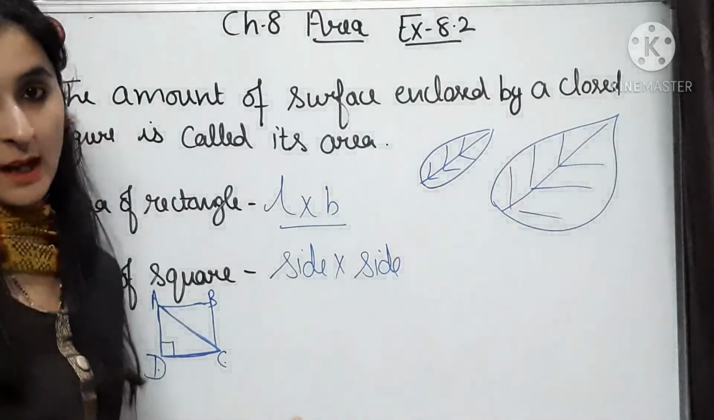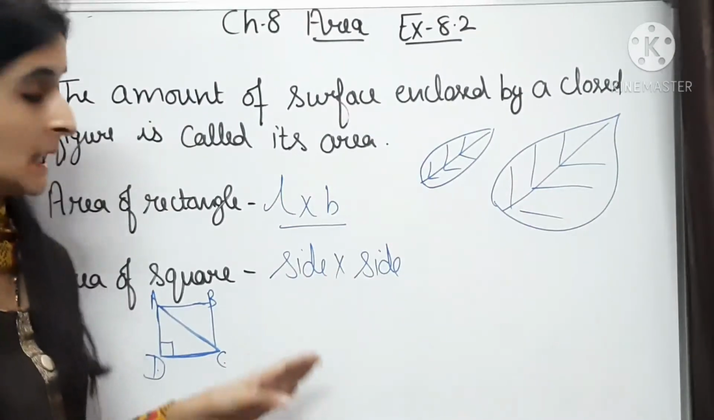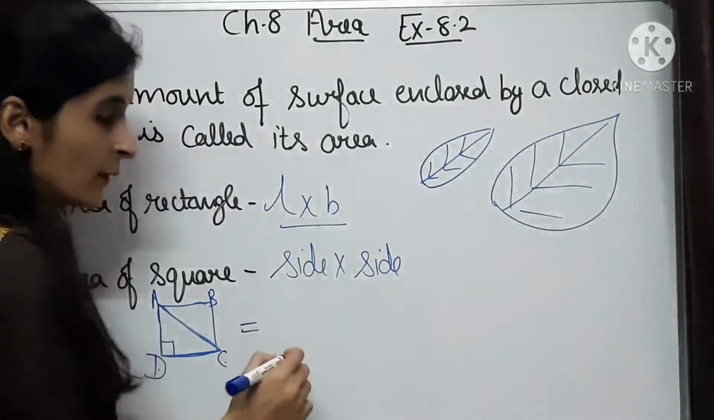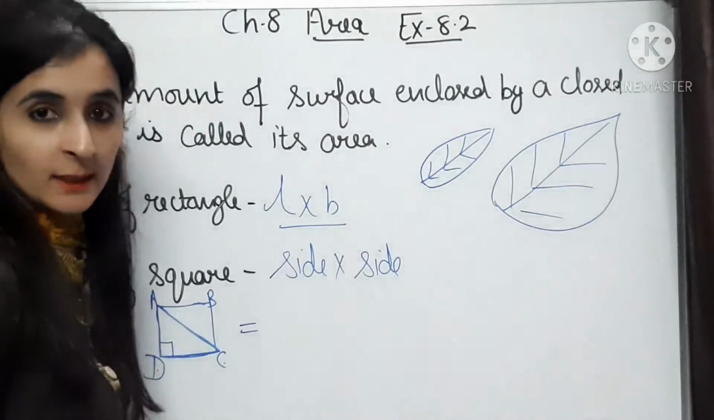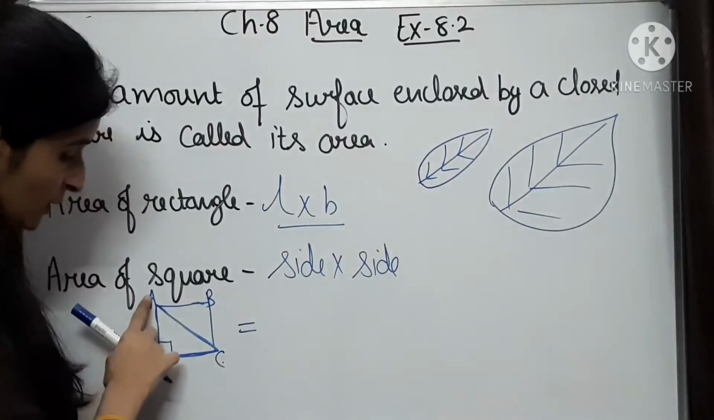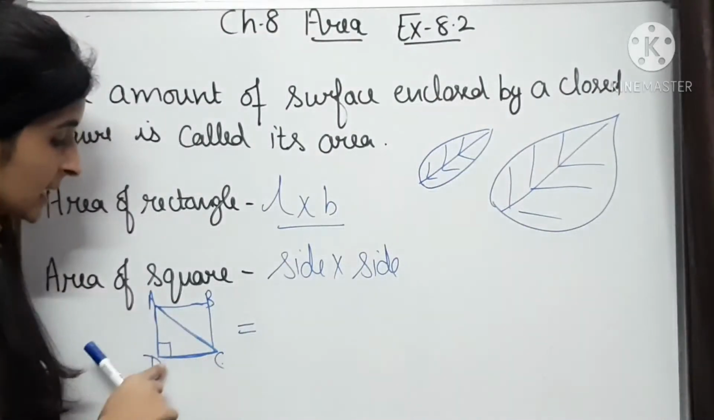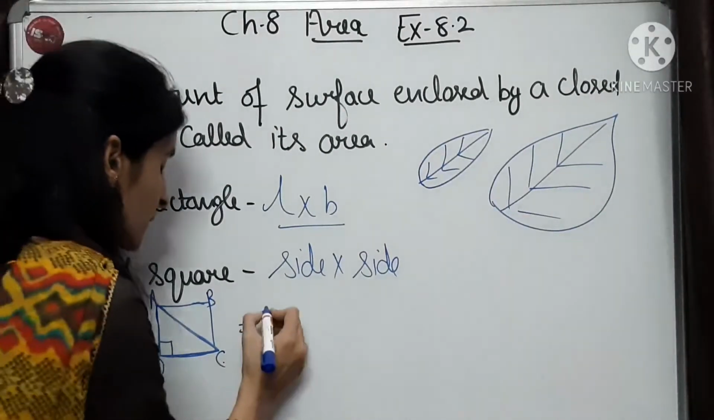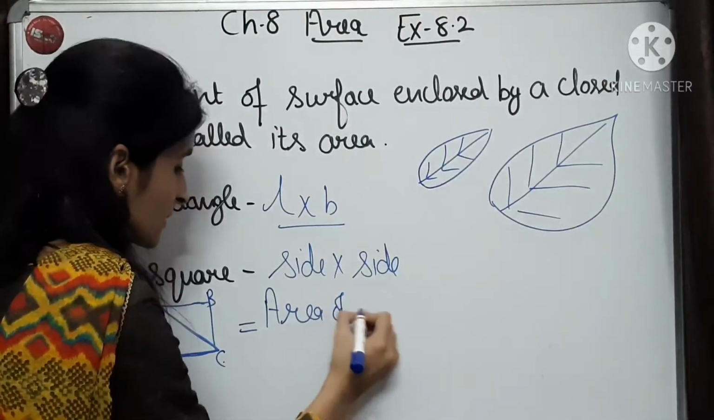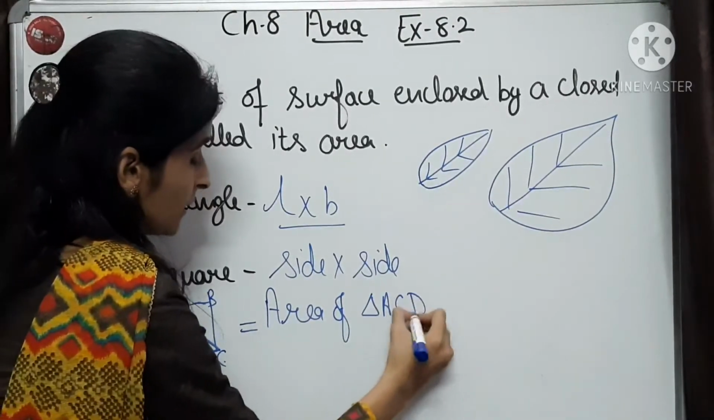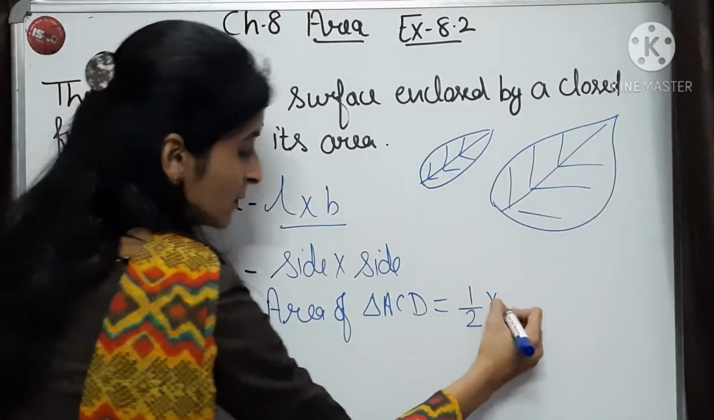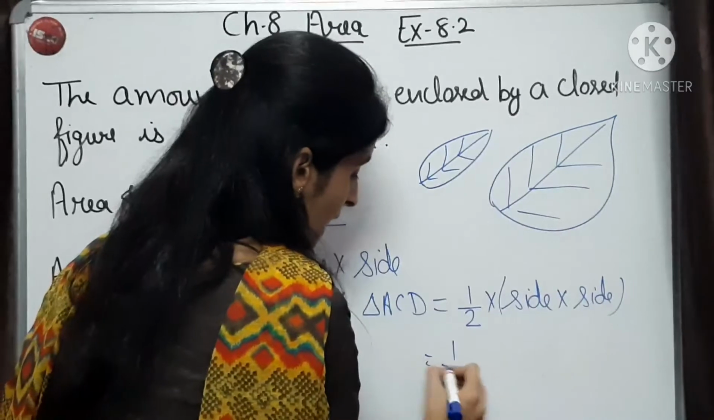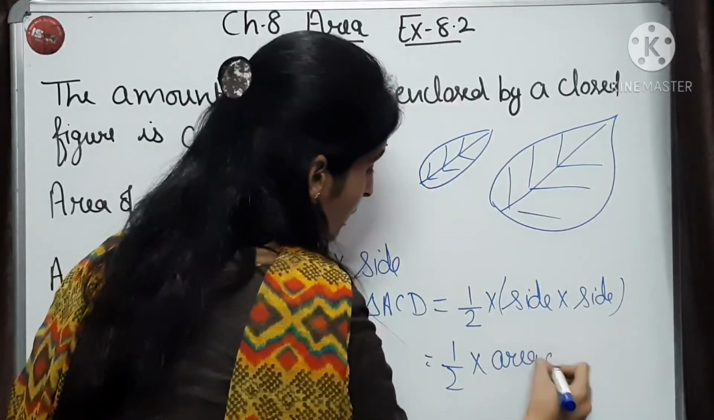So when we have to find out the area of a right angle triangle, then what will be the formula for that? As we have this square, the formula for finding area of square is side multiplied by side. And if I have to find out the area of this ACD, so this ACD is half of this square, right? So the formula for finding the area of this triangle ACD will be equal to half multiplied by side multiplied by side, or we can write half multiplied by area of square.